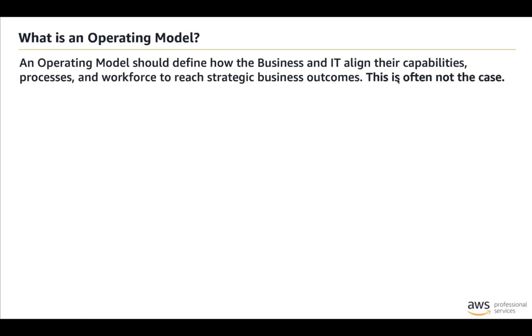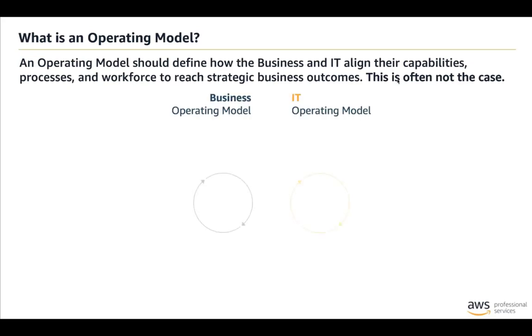So to start off with, what is an operating model? There are many definitions of operating model, but we like to put it simply. An operating model describes how the business and IT align their capabilities, processes, ways of working, and their people to achieve the enterprise's strategic business objectives. Unfortunately, most business and IT organizations are not aligned.